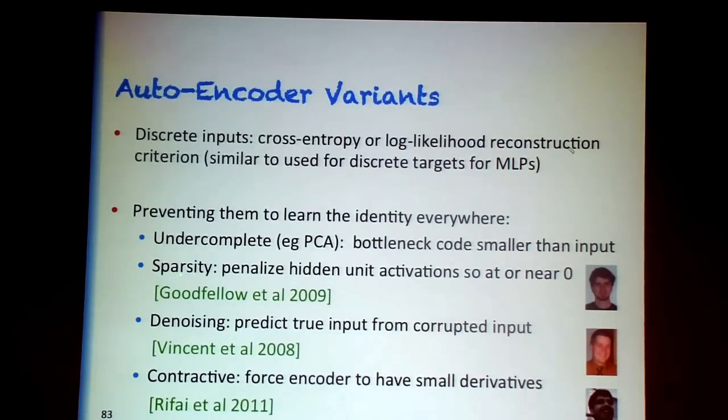And so one of the early methods is the idea of adding sparsity in the representation. So making the hidden units, the intermediate representations, zero, often zero, or near zero.